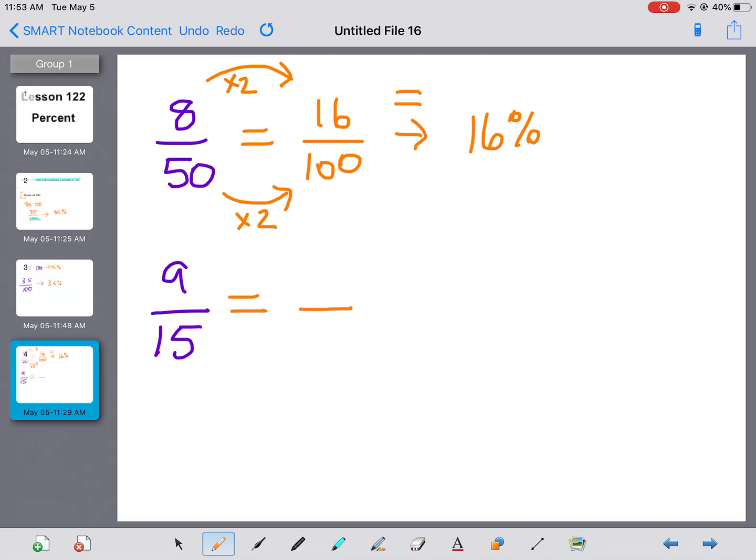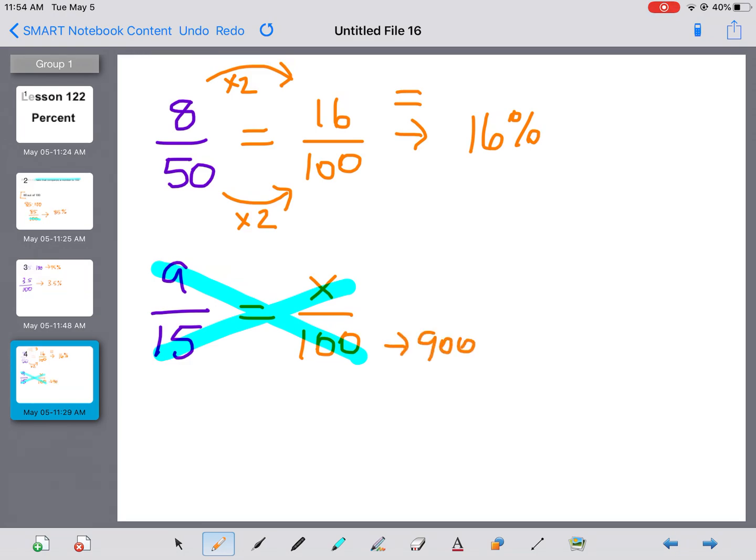Now, it's also not always going to be so easy in terms of the multiplying. It's not possible to take 15 and evenly multiply it into 100. So we have to use what we know about cross products. Just like we've been doing, 9 times 100 should equal the same thing as 15 times our mystery number. Since 9 times 100 gets you 900, all you have to do is take your 900 and divide it by 15.